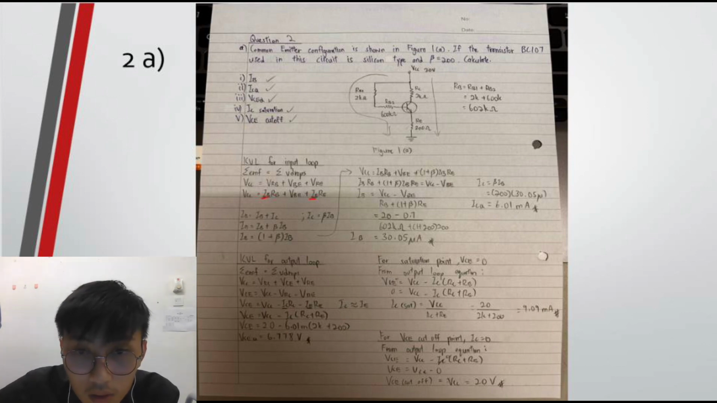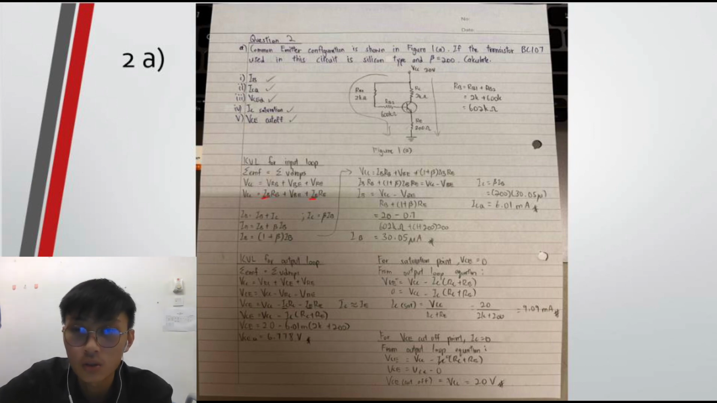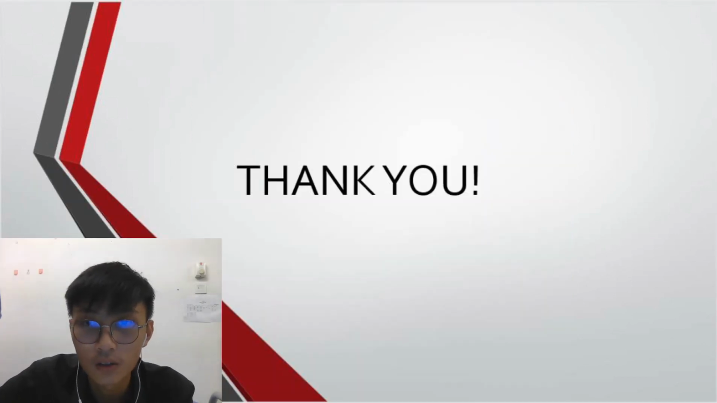And now we want to find the VCE cutoff point, where IC is always equal to 0. So this is also the same. We just use the output loop equation, and IC we assume to 0, so 0 times RC plus RE becomes 0. So VCE cutoff point is equal to VCC, which is 220 volt. Okay, that's all for me. Thank you.